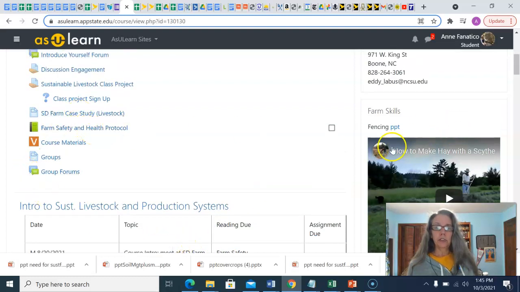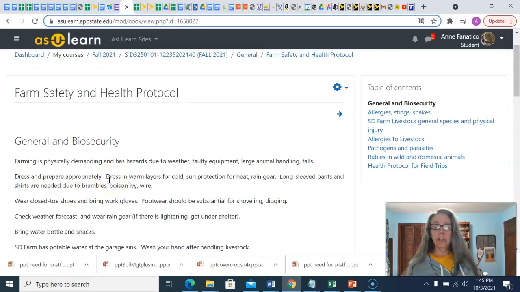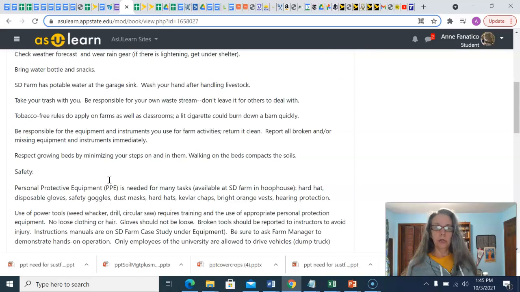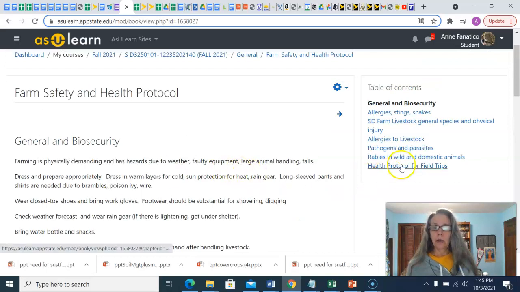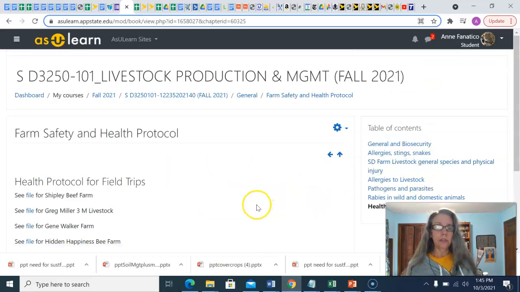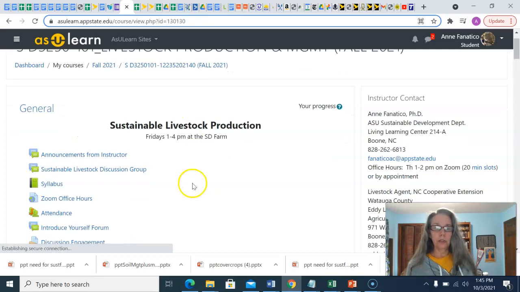And you needed to check off here and confirm for me that you have read over our farm safety protocols, general biosecurity, and then we also have infectious disease health protocols for COVID-19 when we travel, and you had to be sure to read these for each field trip that you were taking.